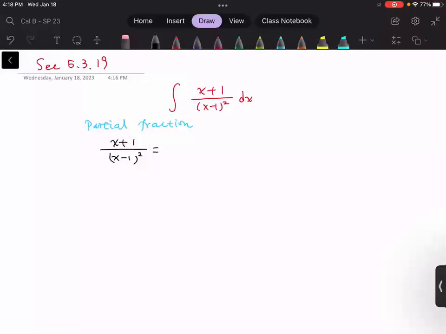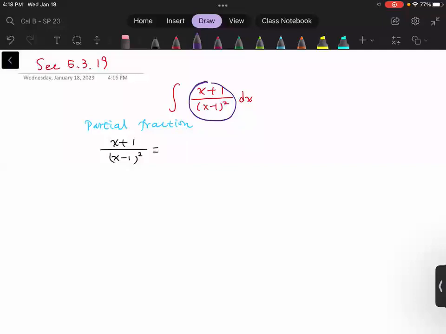Hello everyone. In this video, we consider number 19 in section 5.3. Still, the integrand is a rational fraction. However, this is slightly different from number 17, where in the denominator we have two different factors. Now we do have x minus 1 squared.